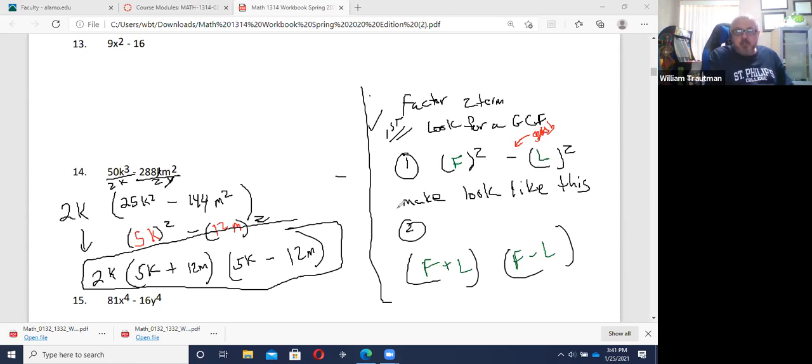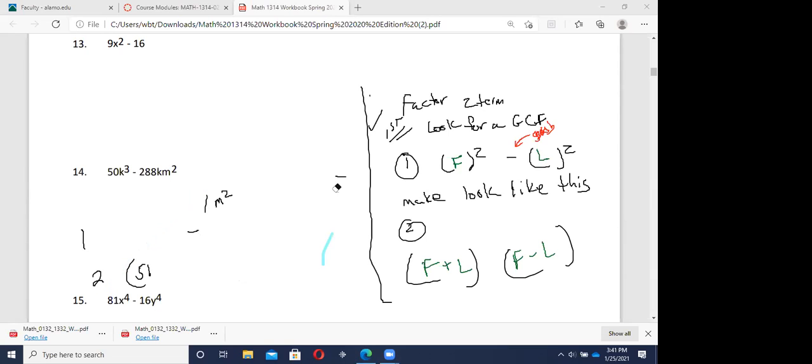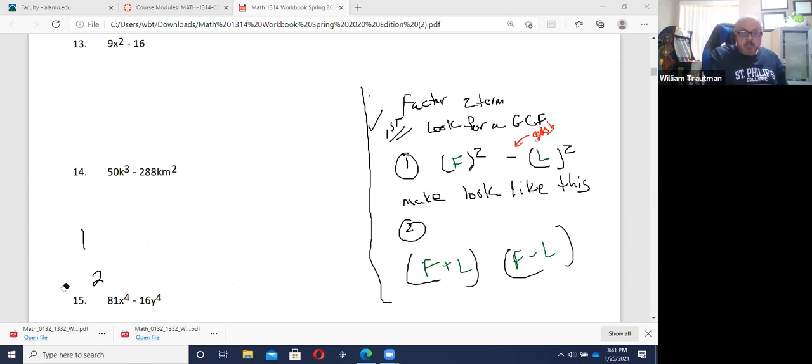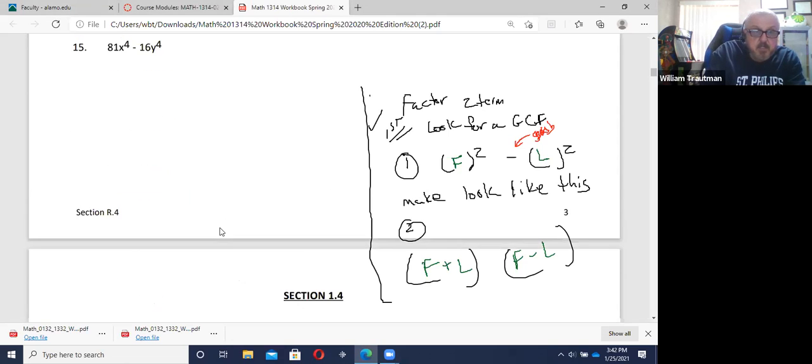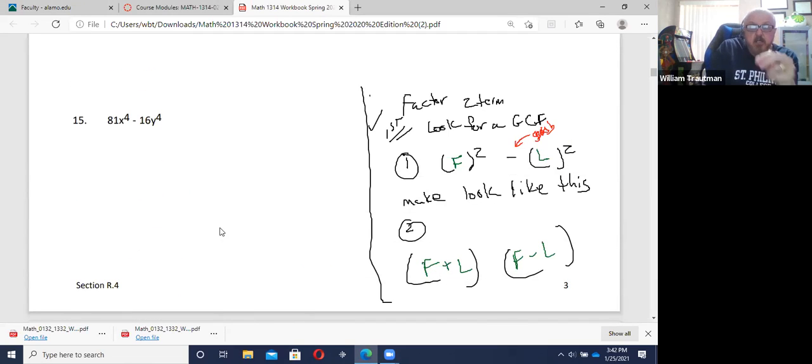Everybody okay with 2 terms? It's really not that bad. Yes. All right, let's clear that up and go to number 15 because it's also 2 terms. And yeah, 15 is that last one.